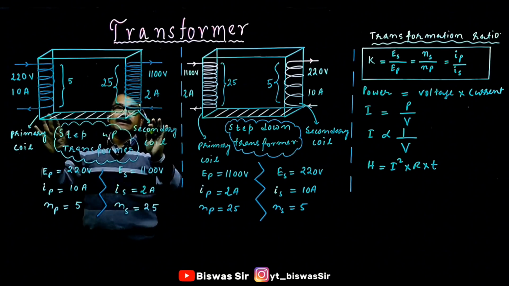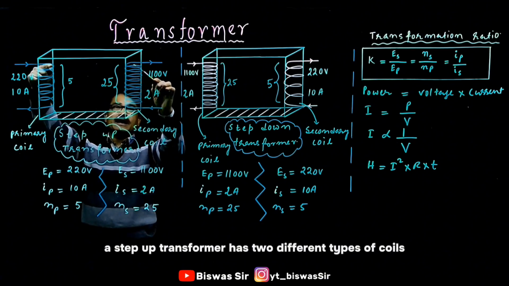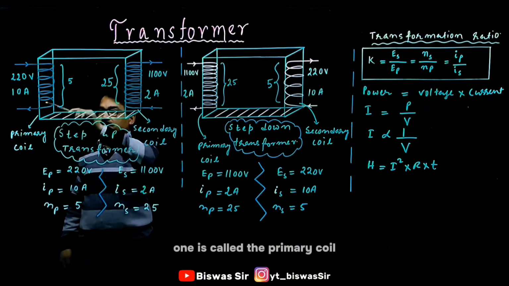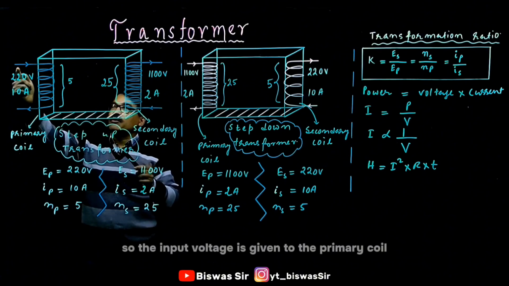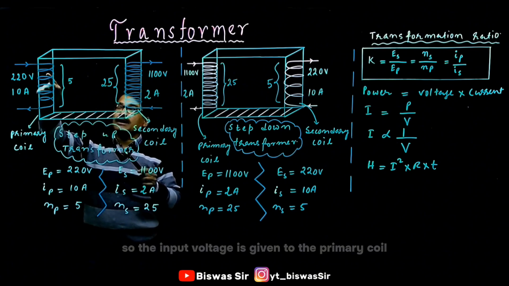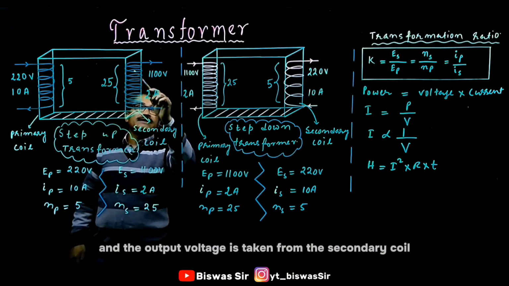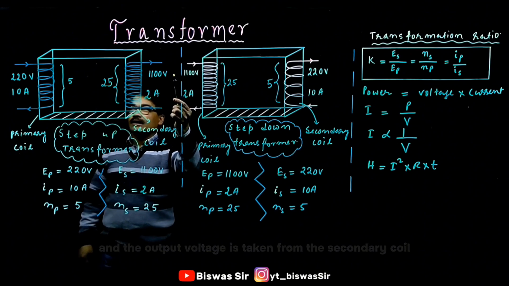So you can see a step-up transformer has two different types of coils. One is called the primary coil, another is called the secondary coil. The input voltage is given to the primary coil and the output voltage is taken from the secondary coil.